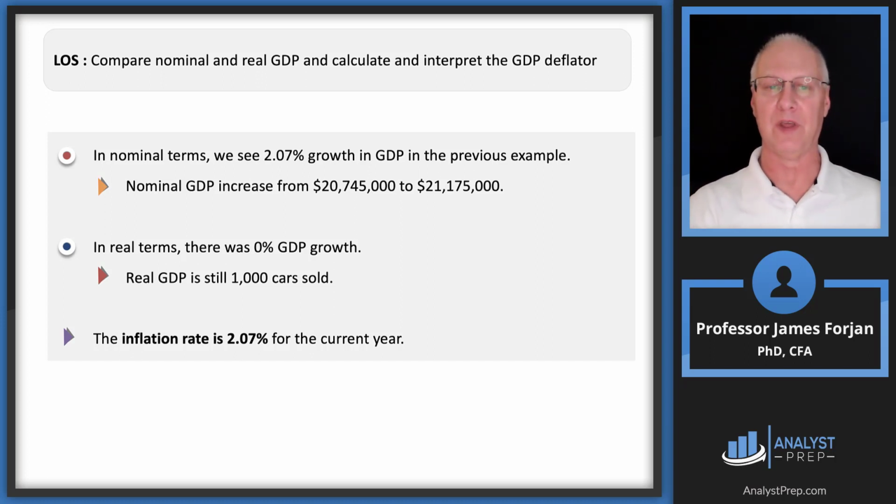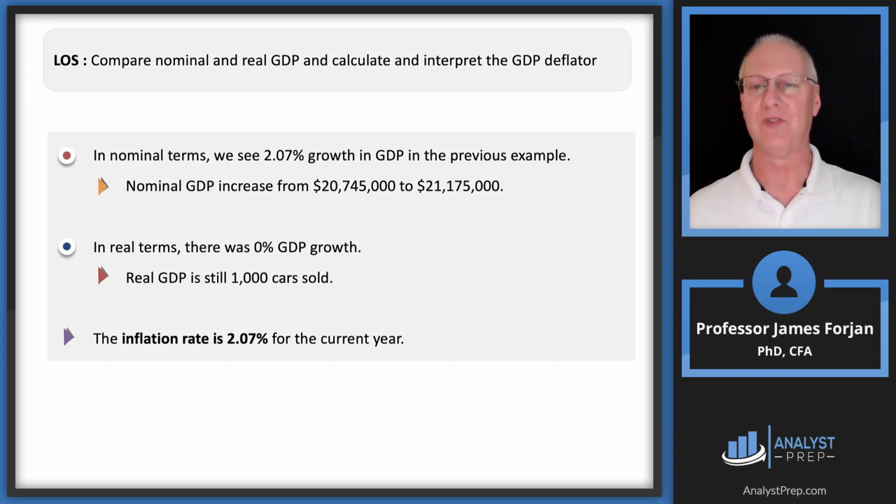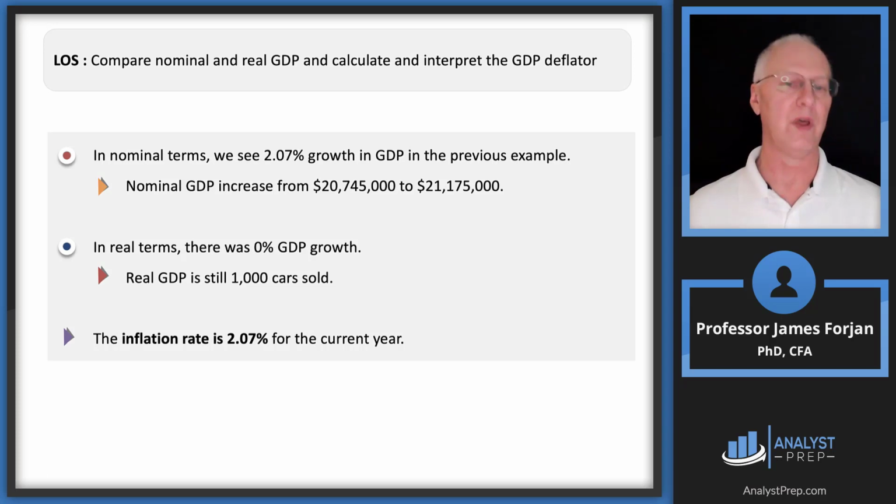But look at that second circle point. In real terms, we know there was zero real GDP growth because we sold 1,000 and then we sold 1,000. It just happened to be that inflation in the car market was 2.07%.